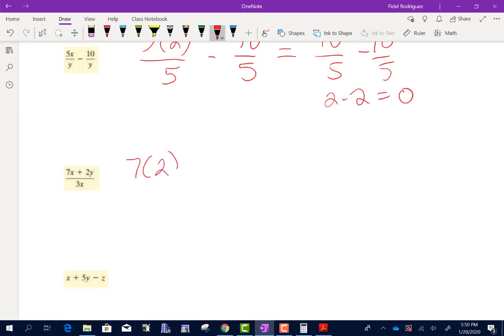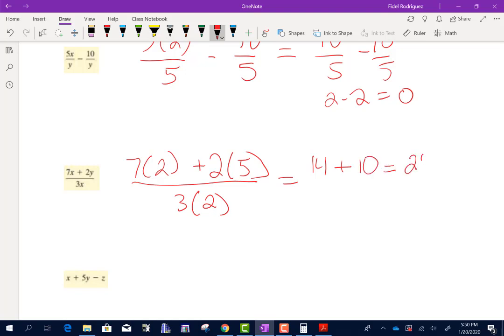Okay. All right, we said x was 2 and y was 5. So let's take care of the top part. 7 times 2 is 14. 2 times 5 is 10. That's 24. Let's see. 3 times 2 is 6. 24 divided by 6 is just 4. Right?